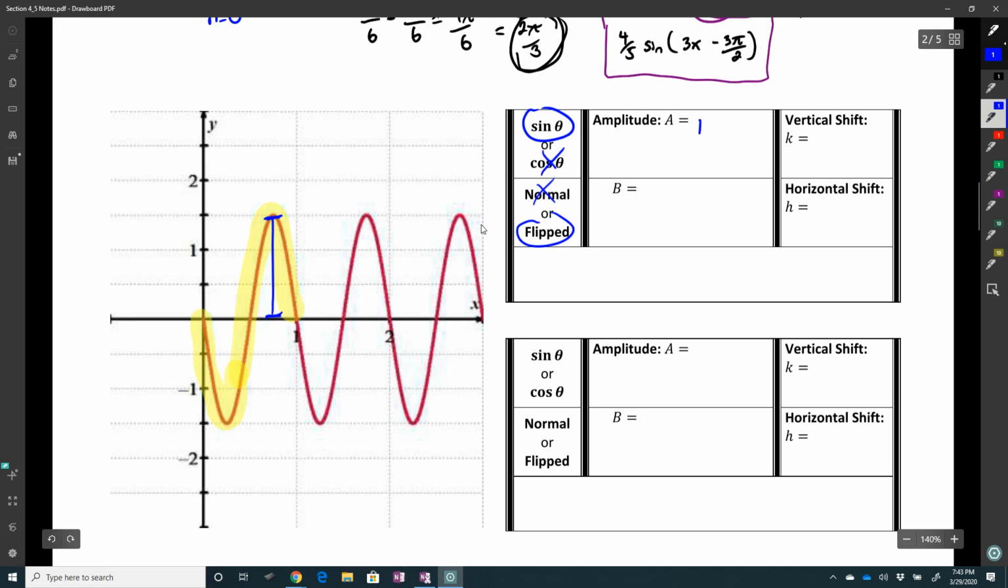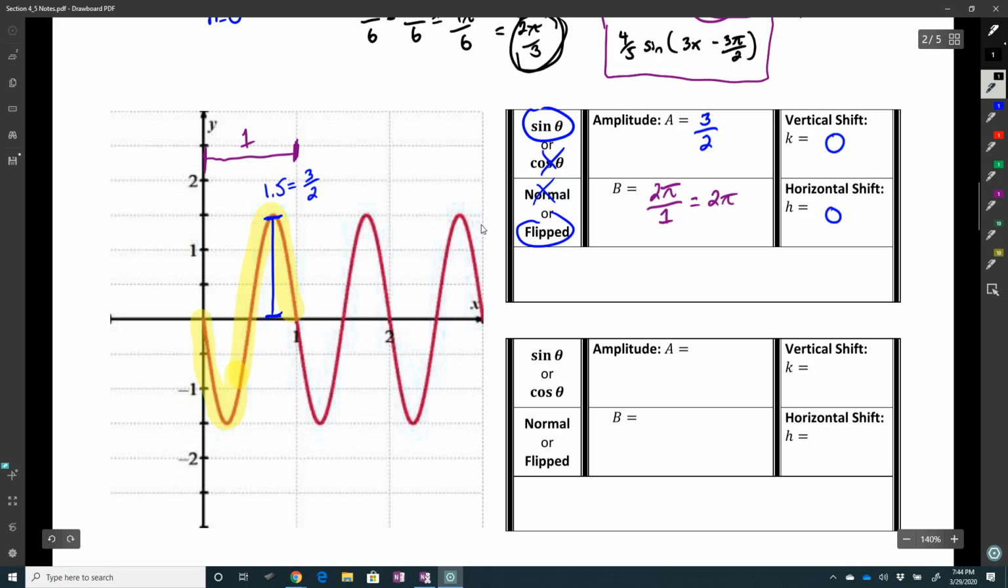I'll just write it out. Now 1.5, since we want to write it as a fraction, is 3 over 2. Okay, this starts at 0, so there's no horizontal shift. The x-axis is right through the middle, so there's no vertical shift either. And now I just got to figure out what b is. So here my period is 1. So that means that it's going to be 2 pi over the period, which is just 2 pi.